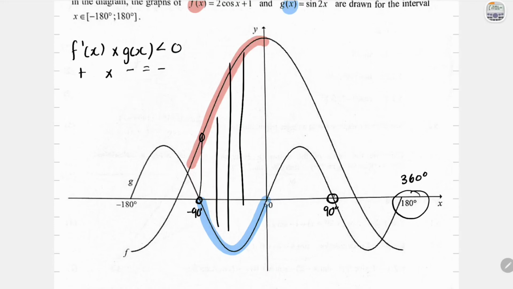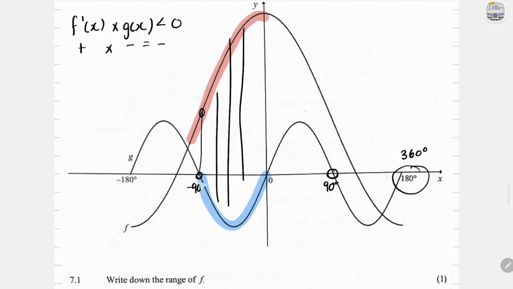So I'll be careful not to take 0 degrees specifically as an actual x value, and also not to take negative 90 degrees as an actual x value, because at negative 90 degrees, the graph of g is equal to 0. As you can see, it's on the x-axis. So the answer for that one, for this scenario, would be where x is greater than negative 90 degrees, but less than 0 degrees. Okay, so let's put that one down first.